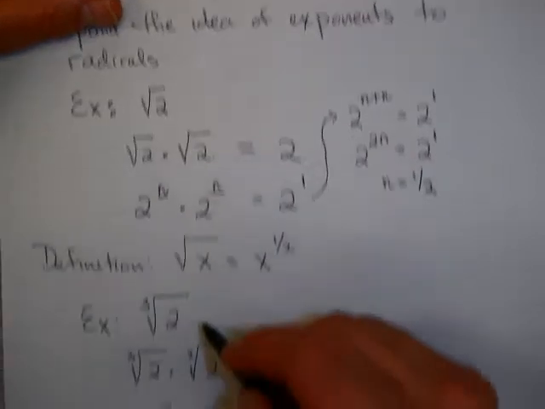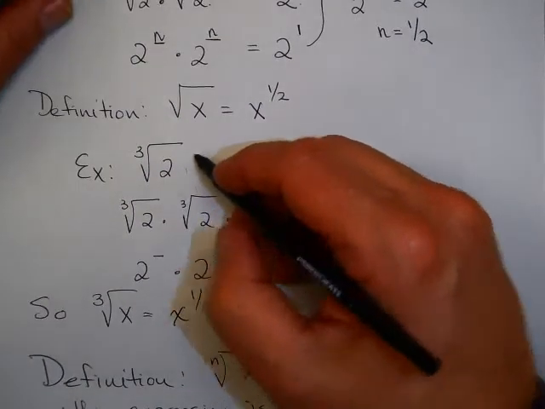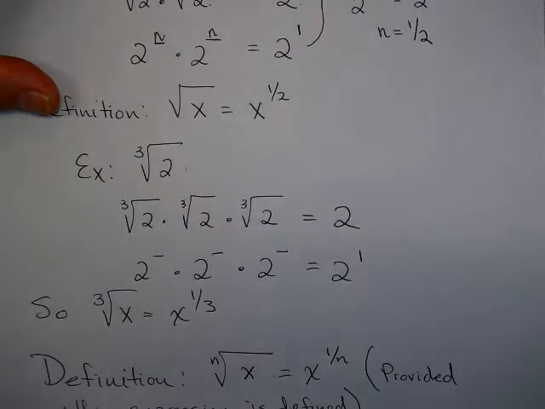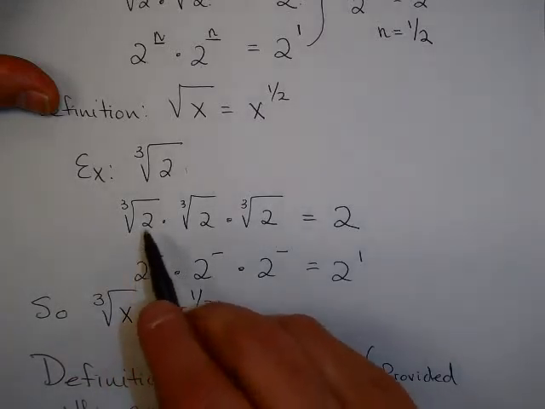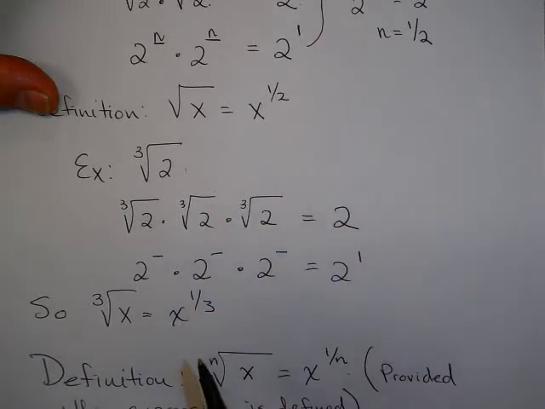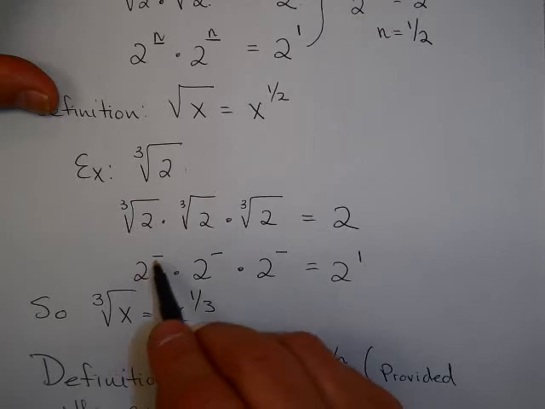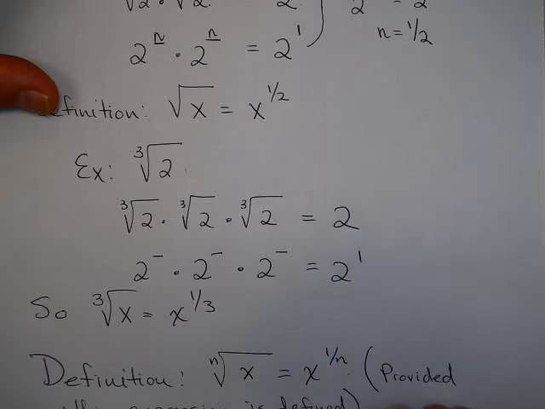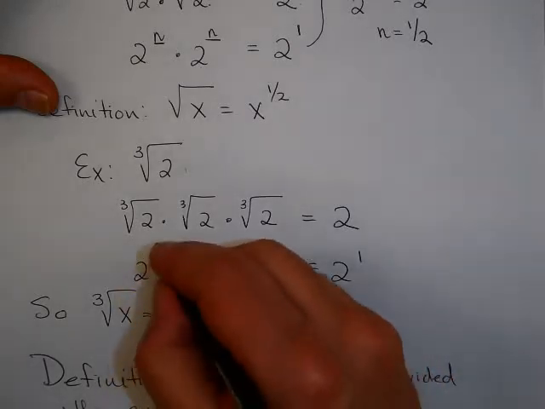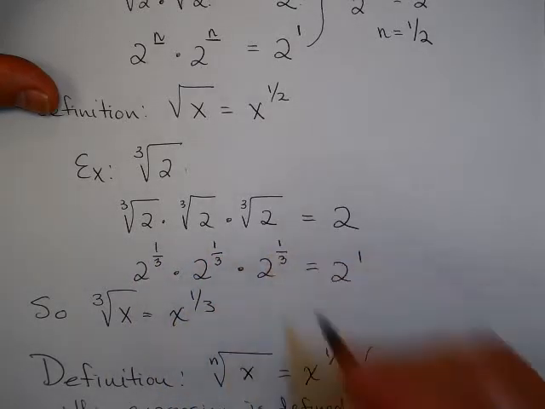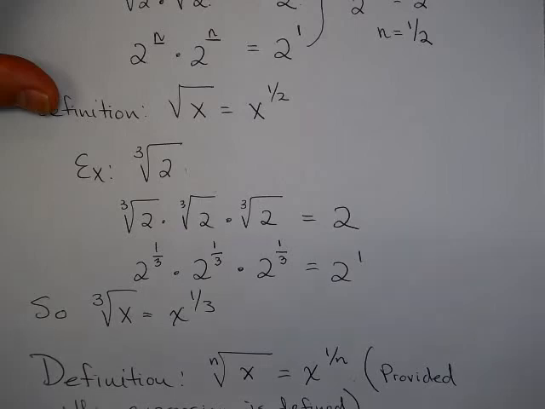But let's not stop there. Let's talk about the cube root of x. The cube root of 2 is that number that when multiplied by itself and multiplied by itself again is equal to 2. So the cube root of 2 times the cube root of 2 times the cube root of 2 has got to equal 2. So 2 to some power times 2 to some power times 2 to that same power has got to equal 2 to the first. It shouldn't be too hard to see that these three numbers, since they have to be the same, should be 1/3. So the cube root of x equals x to the 1/3.